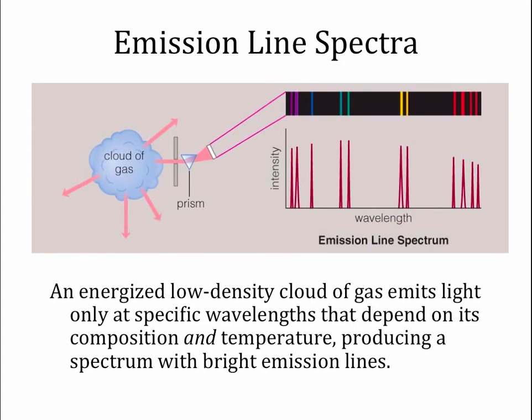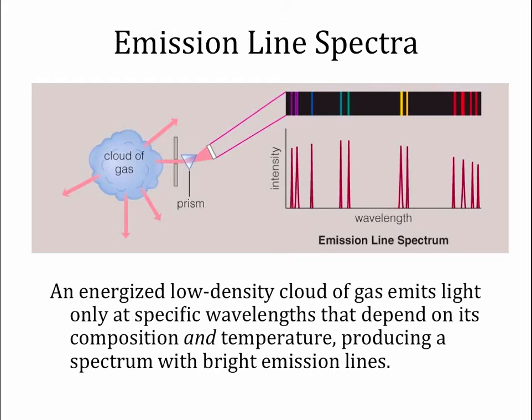The wavelengths that come out depend on both the composition of the gas and the temperature of the gas. So if we see one of these, we can not only figure out what gases are there, what the cloud is made out of, but also what temperature it is.